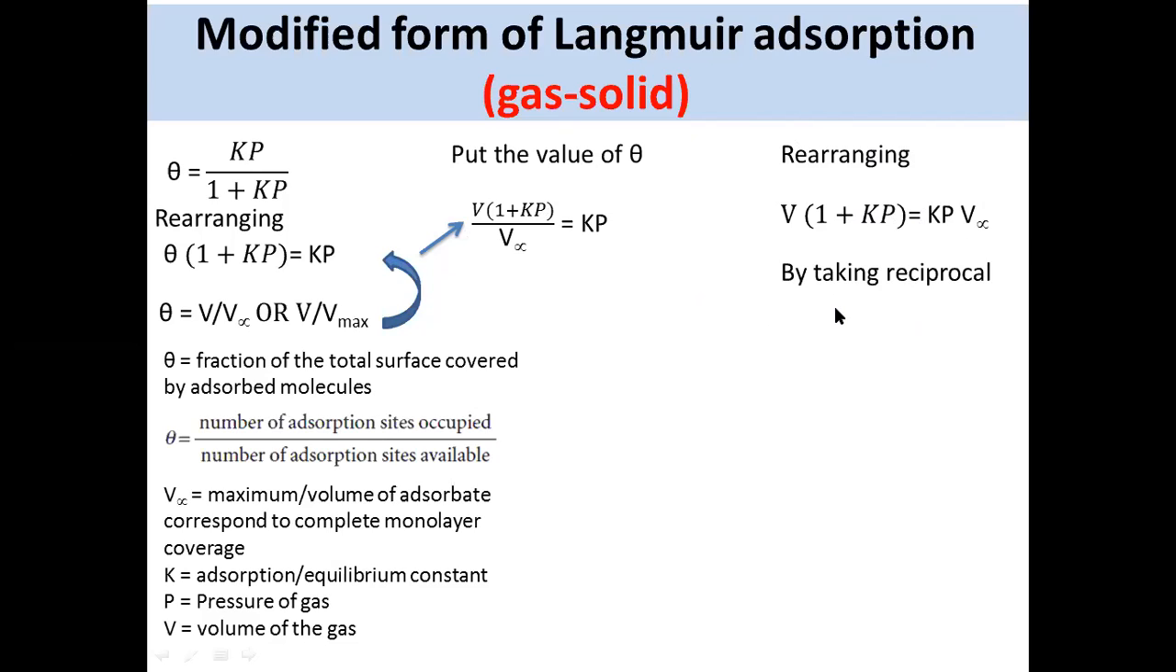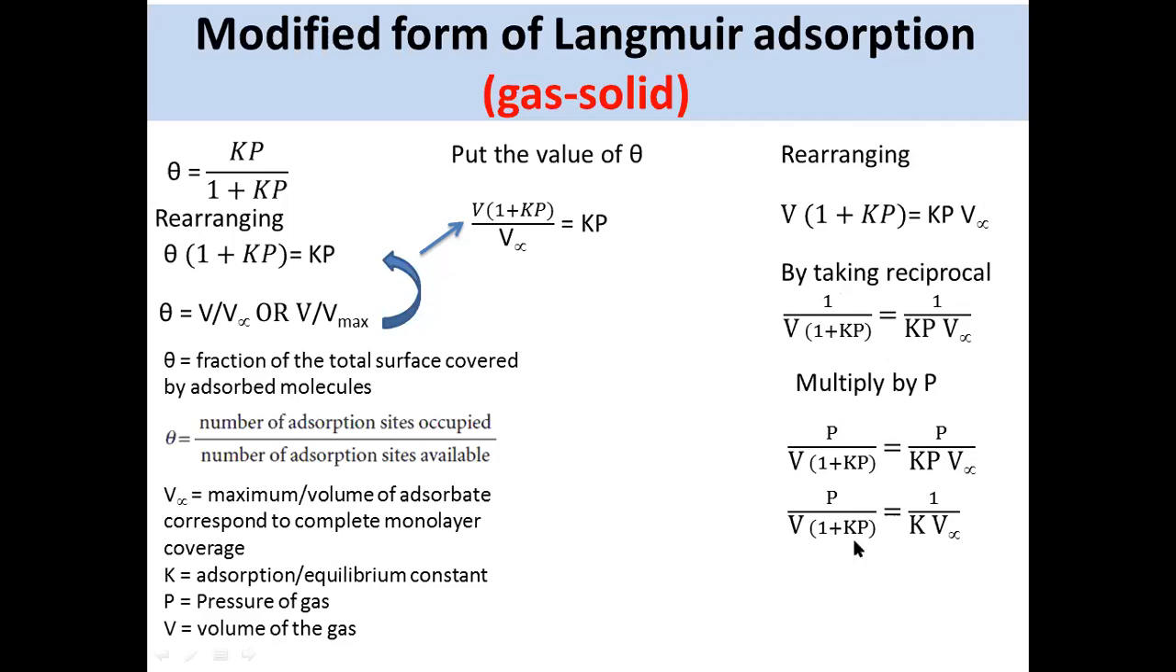So by taking the reciprocal, dividing one by this and one by this, the equation becomes like this. And then further you can multiply by the pressure on both sides. When you multiply any parameter on both sides, there is no change in the equation as well. So when you multiply p by 1, this will be p, and this will also be a p.